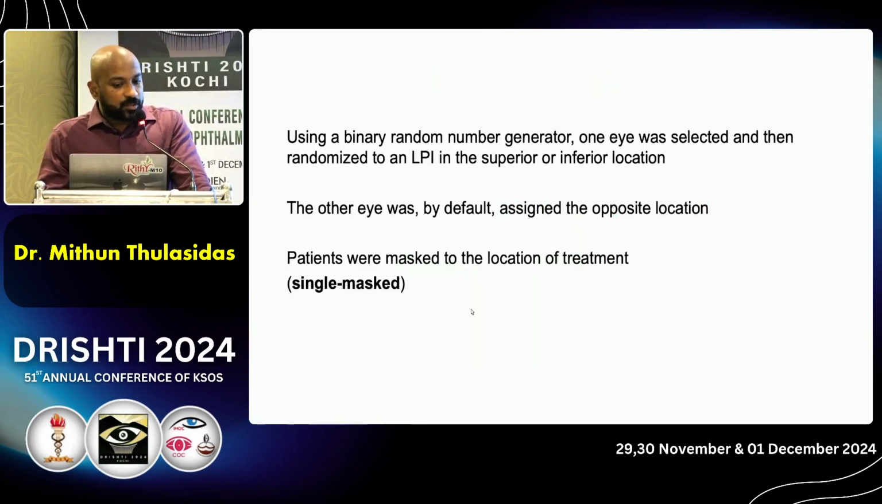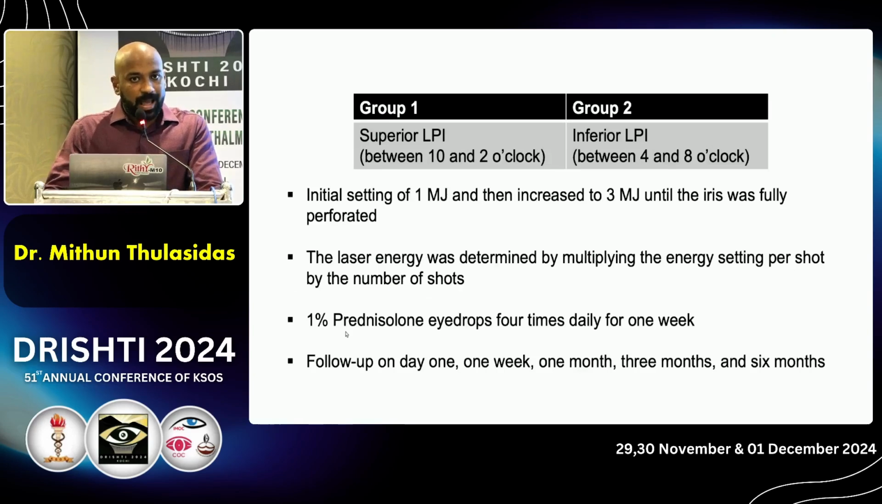The randomization was done using a binary random number generator. One eye was randomized to an LPI in the superior or inferior location, and the other eye by default was assigned the opposite location. The patients were masked, so it becomes a single-masked study. Group 1 included eyes that had superior LPI and group 2 included eyes that had inferior LPI. We used a laser energy setting between 1 millijoule and 3 millijoule depending upon the thickness of the iris. The energy was determined by multiplying the energy per shot by the number of shots.